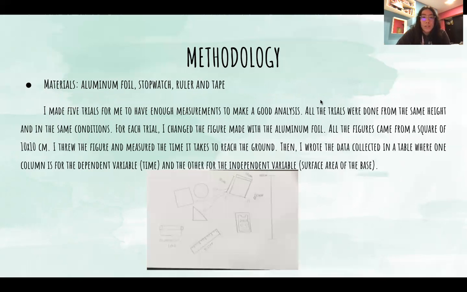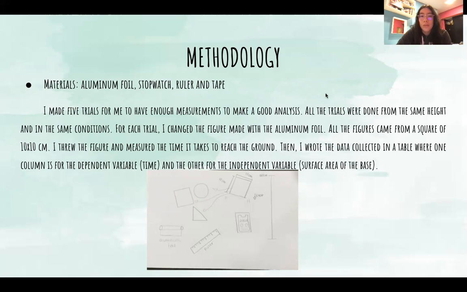Let's pass to the methodology. The materials that I used were aluminum foil, a stopwatch, a ruler, and tape. In this experiment, I made 5 trials for me to have enough measurements to make a good analysis. All the trials were done from the same height and in the same conditions. For each trial, I changed the figure made with the aluminum foil.